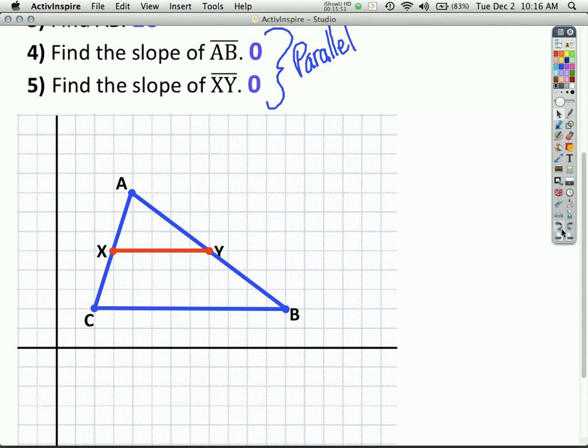Well, we have a picture on a grid. Could we actually do some counting? What is XY and what is CB? Count on your paper. Count them both. Count XY and count CB. They're both perfectly horizontal lines, so you don't need the distance formula.